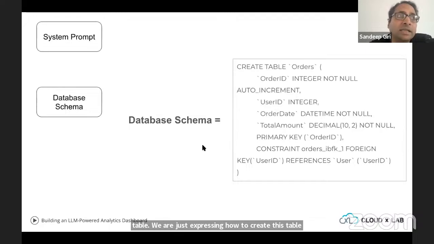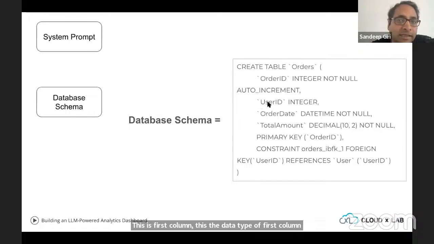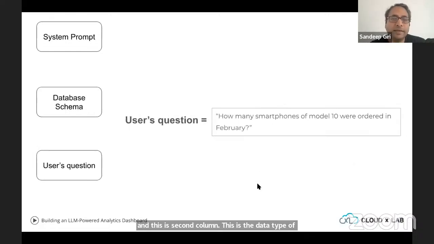Essentially, large language models understand create table statements better than anything else. You can also say, here is my table, my table has these 6 columns, first column is order ID, second column is user ID, and so on. Instead of that, you can just give it the create table statement. You can say create table, this is the name of the table, this is the first column and its data type, this is the second column and its data type, and so on. That's pretty much it. And once you have done that, you can ask the user question.